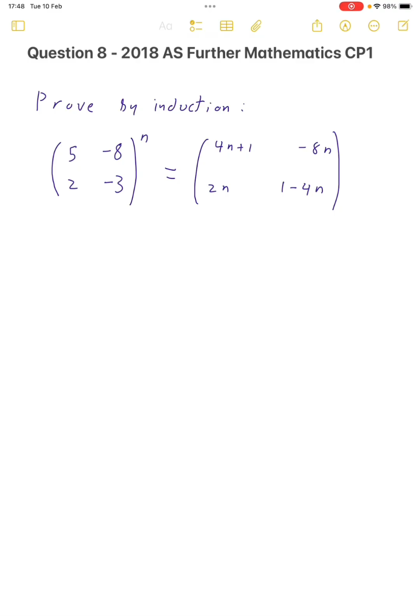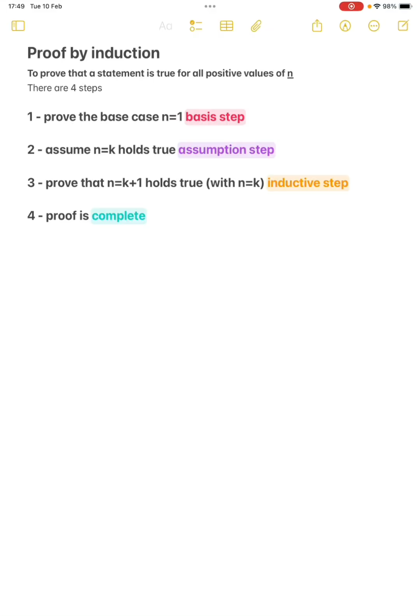Before we dive into this question, let's first revise what proof by induction is. Proof by induction is a general way to prove that a statement is true for all positive values of n. With this, there are 4 steps. Step 1, we need to prove the base case. Prove that n equals 1 works, okay?